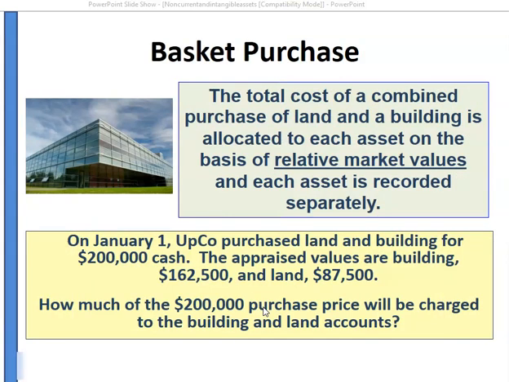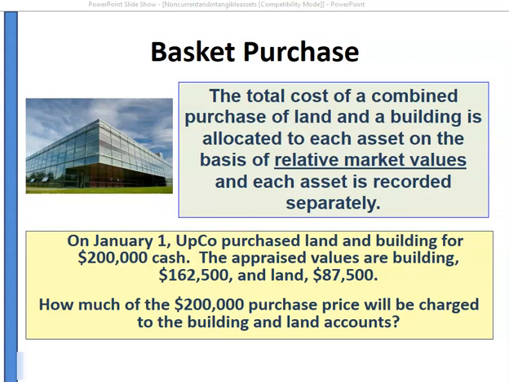All right, so we need to discuss this concept of basket purchases, and we can use basket purchases for any number of business transactions. The example that you have here on your slide is a situation where we purchase some type of commercial property, and of course there's going to be some land that comes with it usually, and so we have to kind of allocate the total cost, whatever it is we've paid for the item, to each item that we purchased.